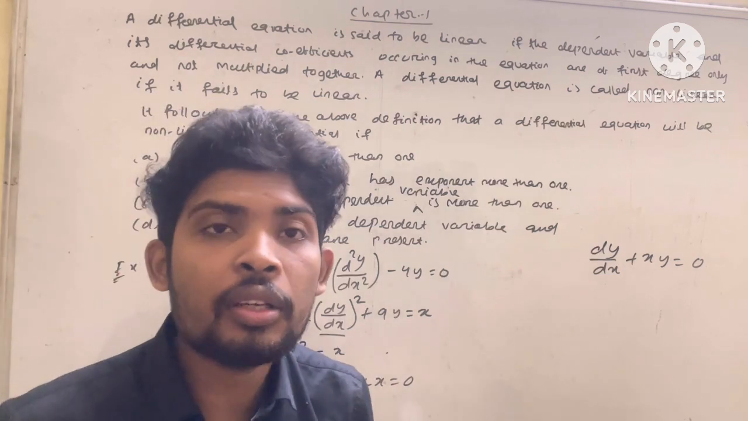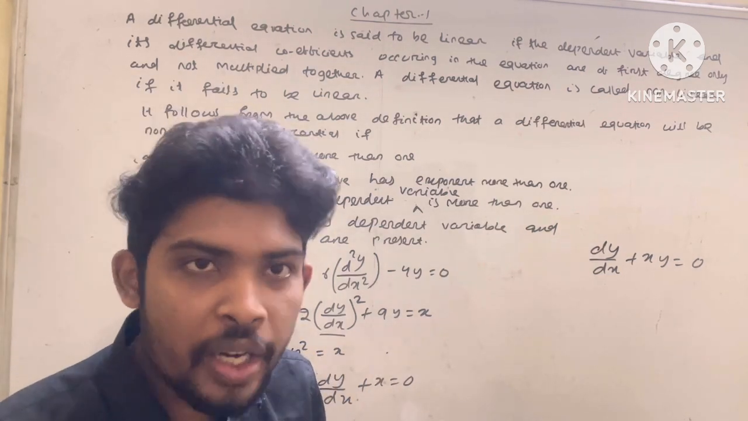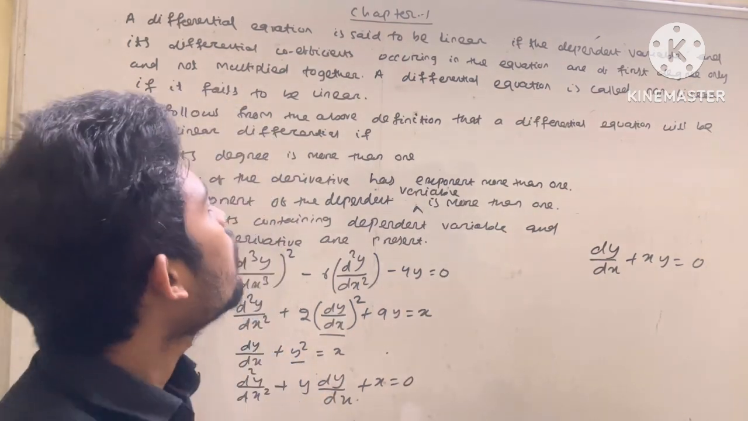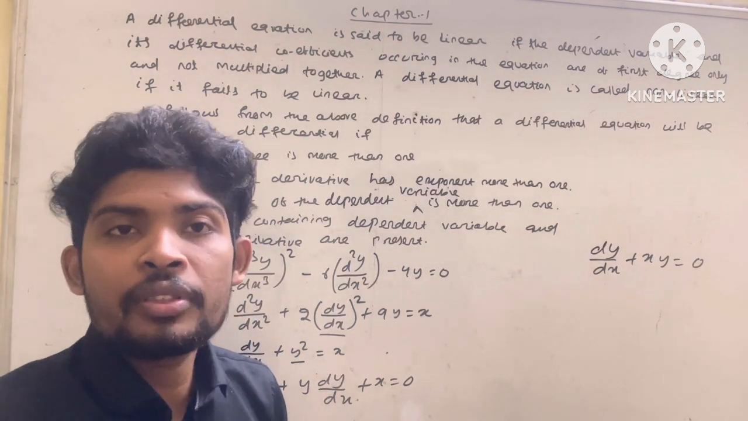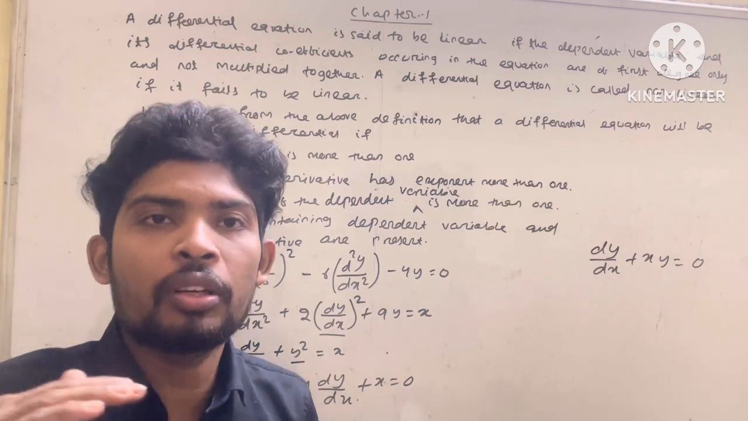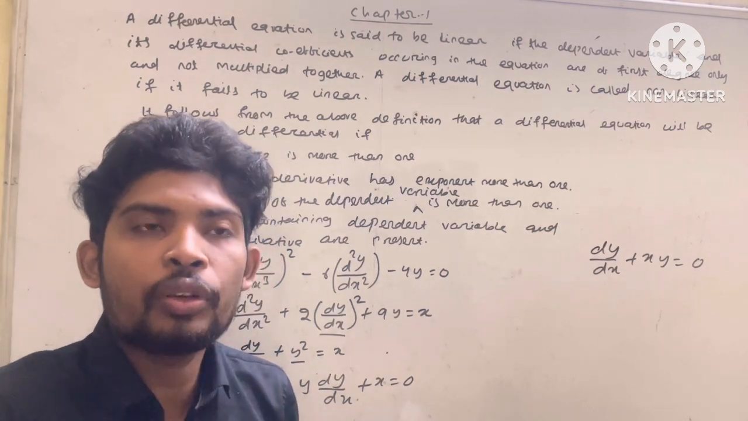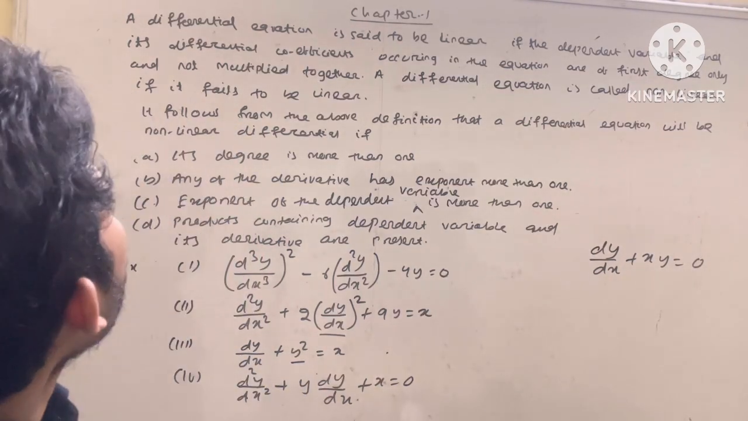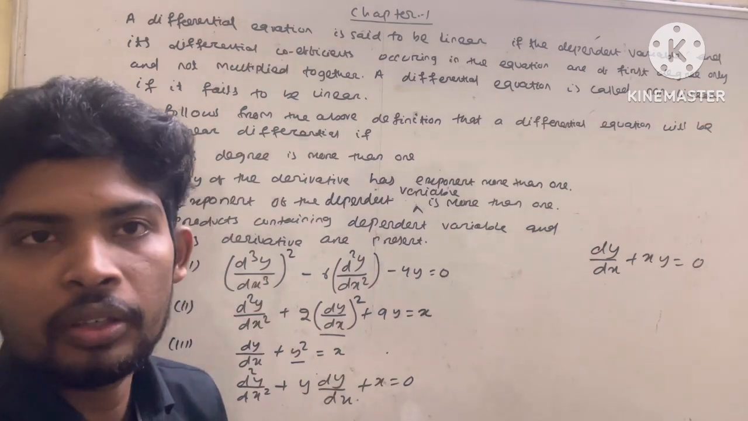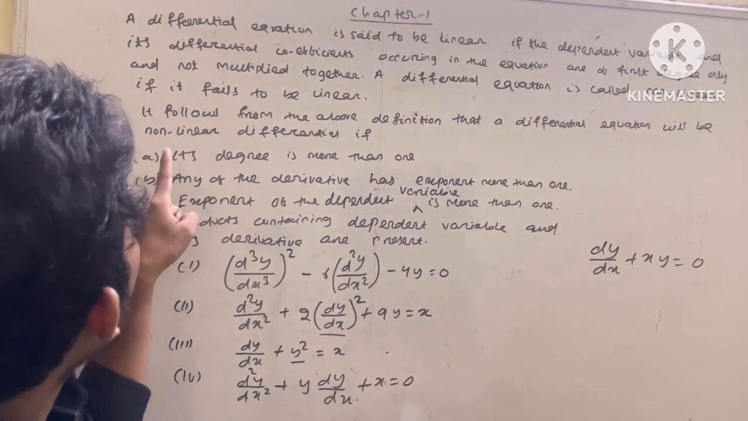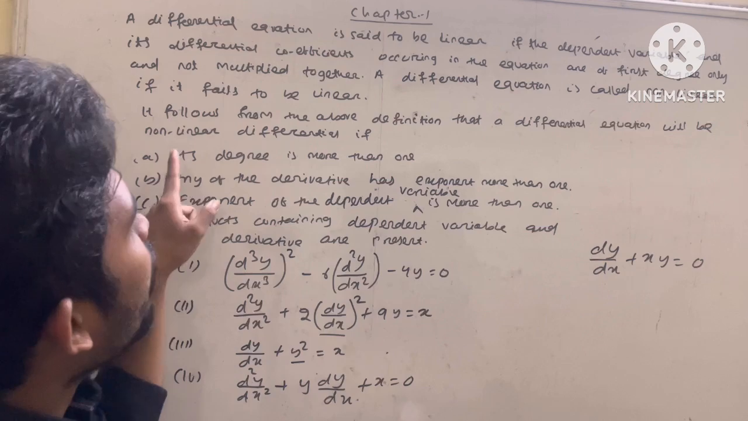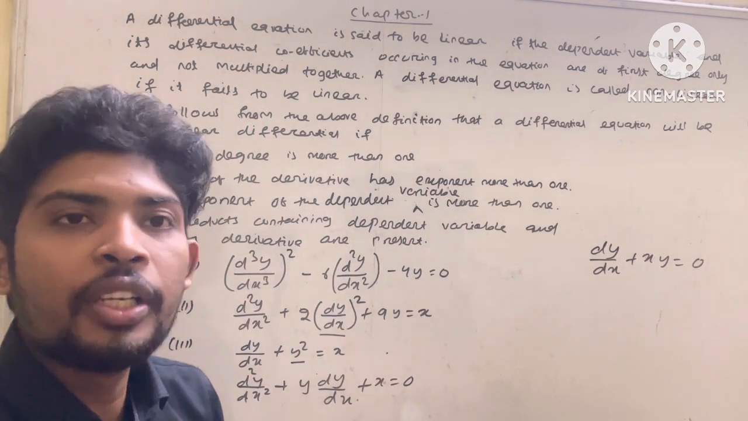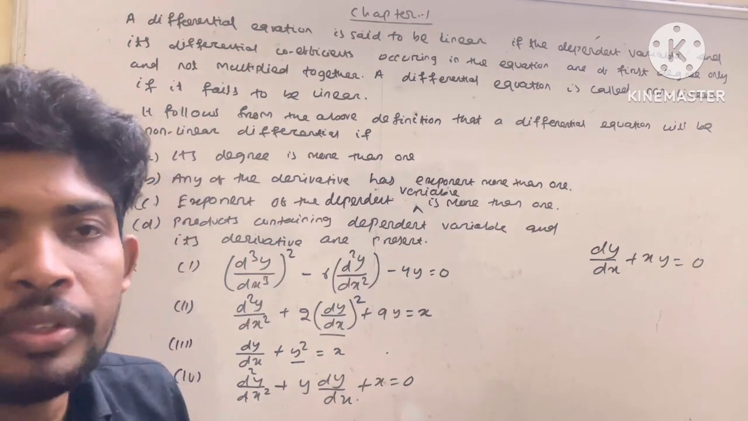We have to simplify the definition for linear and non-linear. If you understand the conditions for non-linear, then it is quite easy to check for linear. When the question is to check linear or non-linear, first of all always check for non-linear. I have made 4 steps to understand non-linear. A differential equation will be non-linear if its degree is more than 1.